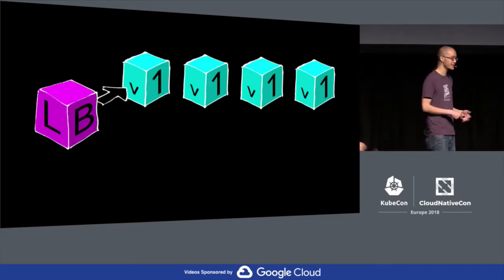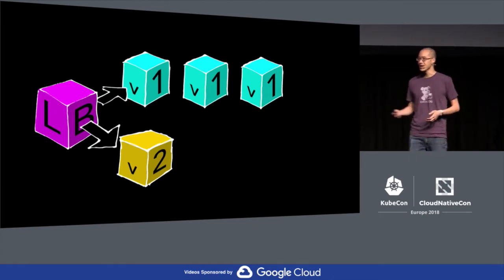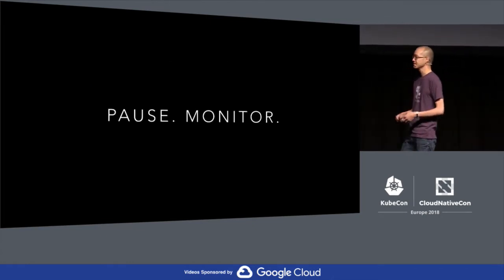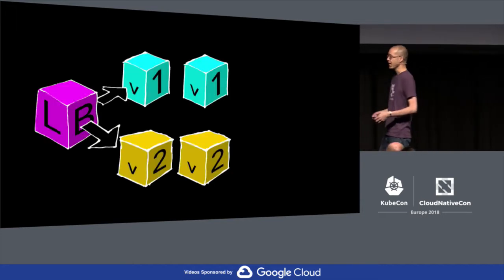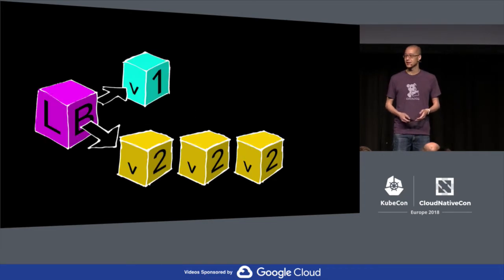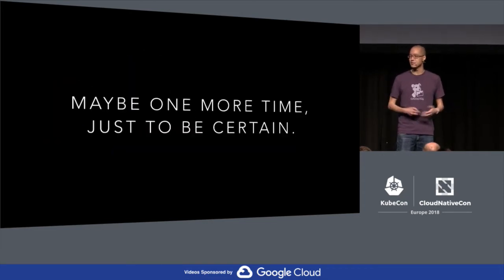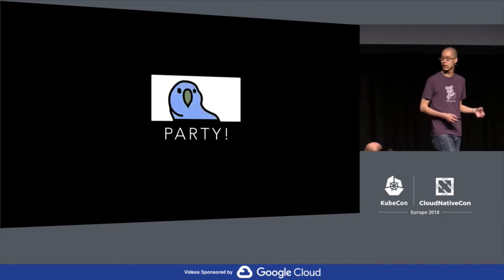It looks really similar to rolling deploys. So you flip over one, but the main difference is we stop. Stop and monitor whatever's going on. And then you continue on, and maybe you double check. And then you keep going, maybe just one more time, and then at the end, you party.